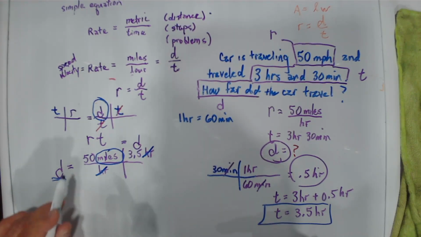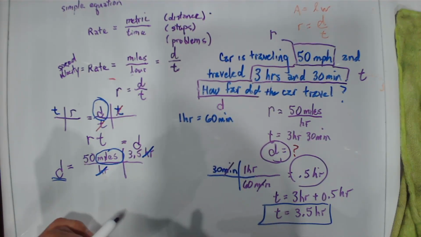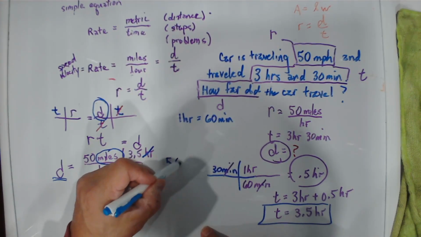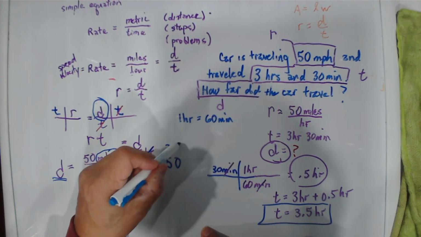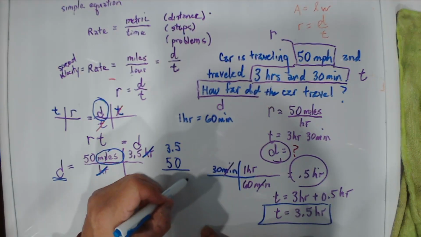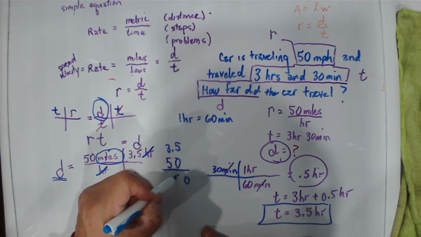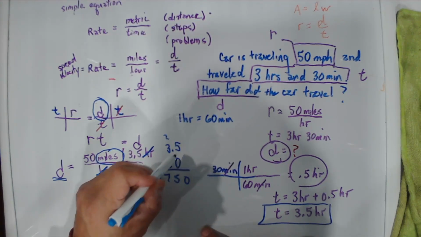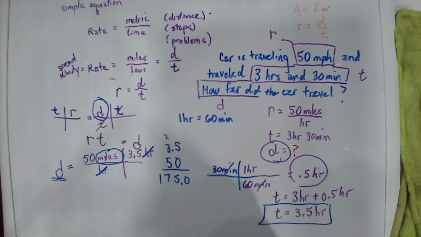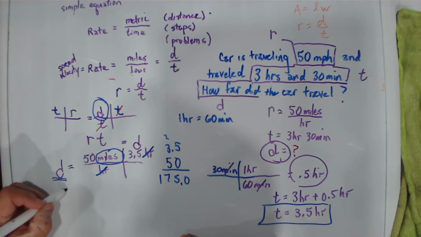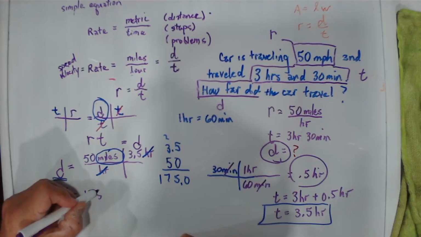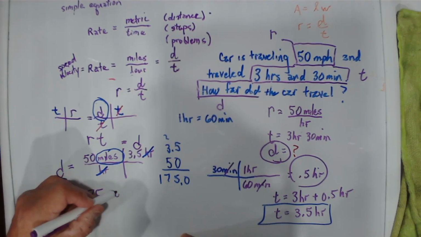So if I've got 50 times 3.5, let's multiply that out, and I can do it in this order here. So I got 0, 5 times 5 is 25, 2, 3 times 5 is 15, 16, 17, and I end up with 175. So you can see our D is equal to 175 miles.